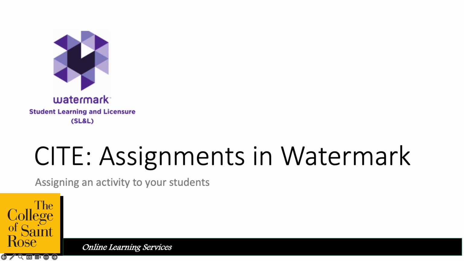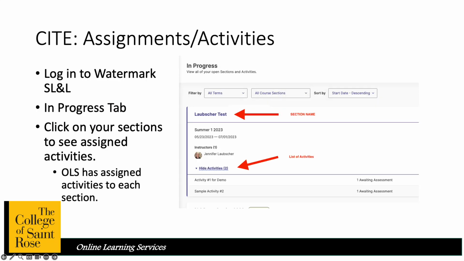Those things are already going to be available to you once you log in to the system. So when you do log in, you're going to end up on that In Progress tab, which is where I had just landed. And then you can click on your sections to see the assigned activities. And you'll see that there's a drop-down. So if you have more than one assignment for each of your courses, there's a little bit of a drop-down menu there. Again, we have already assigned those activities to each section, so you don't have to worry about that part.